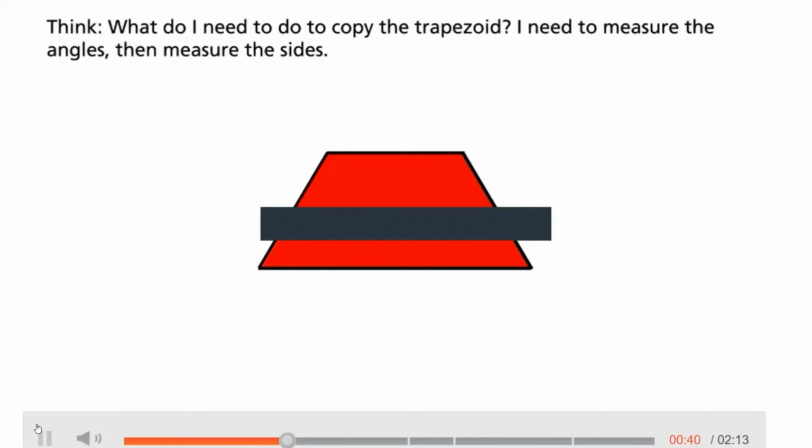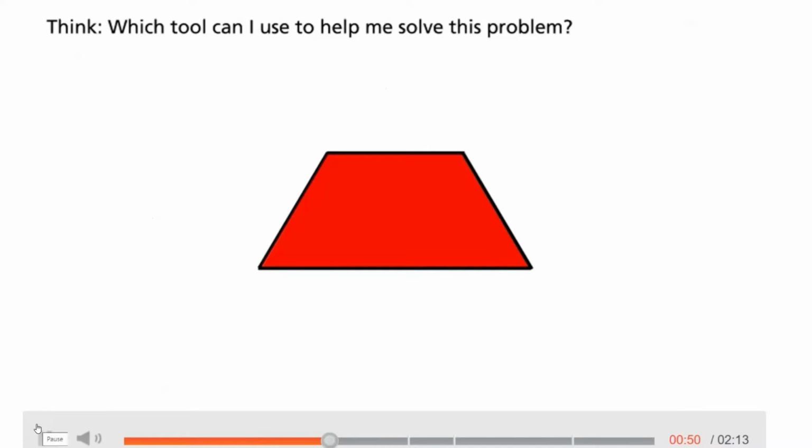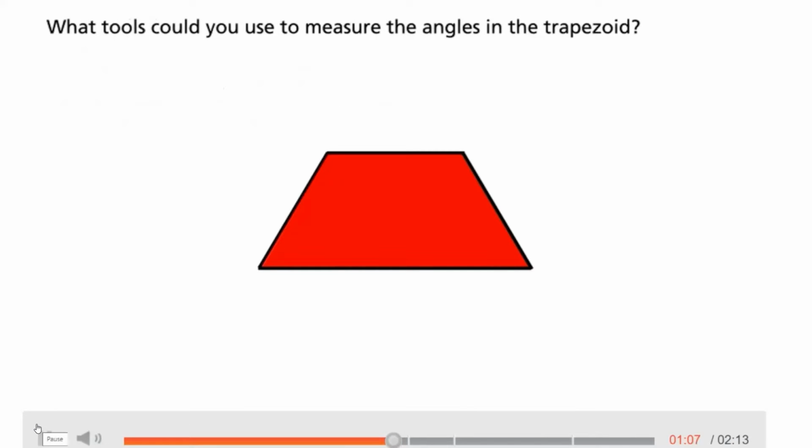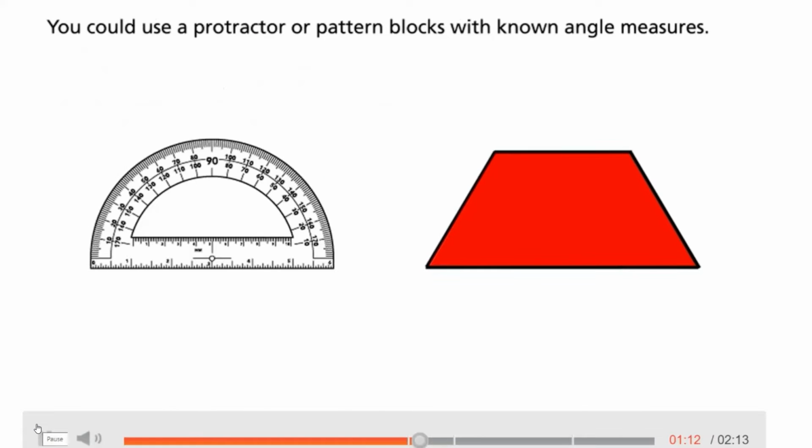Think, what do I need to do to copy the trapezoid? I need to measure the angles, then measure the sides. Think, which tool can I use to help me solve this problem? I can decide which tool is appropriate, explain why it is the best tool, and use the tool correctly. What tools could you use to measure the angles in the trapezoid? You could use a protractor or pattern blocks with known angle measures.